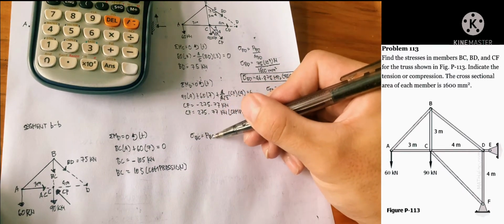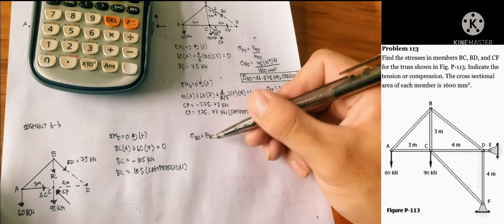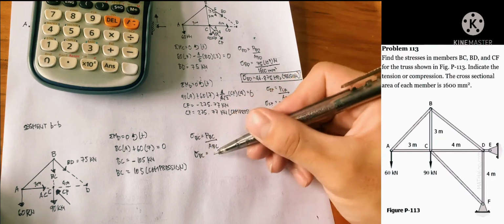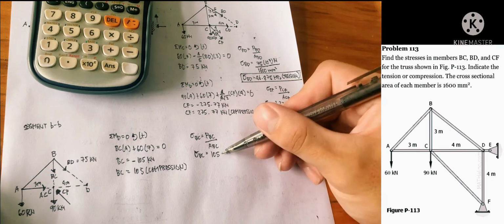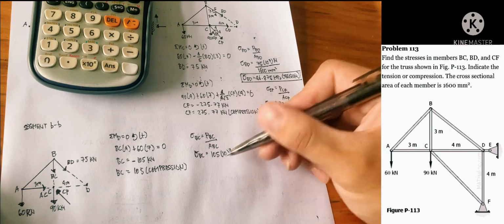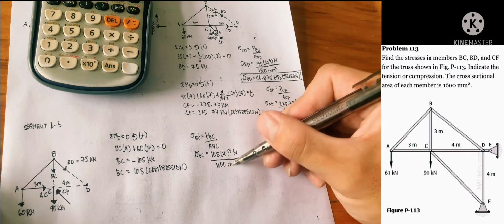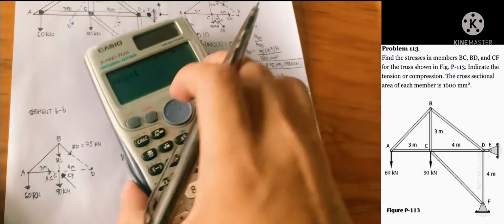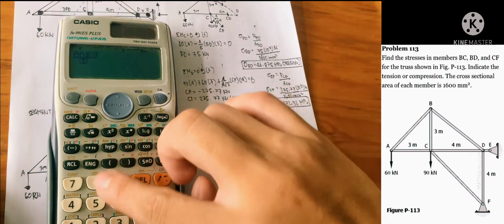So next we can calculate for the unit strength. So the load of BC, which we just calculated, over the area, which is uniform all throughout the truss, we would have 1600 on the area, in millimeters squared. So let's type it.